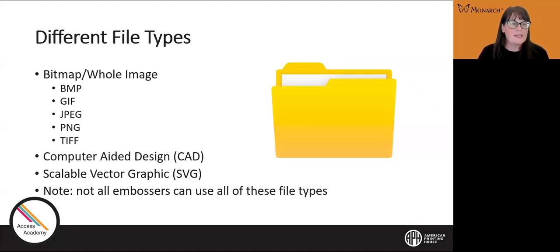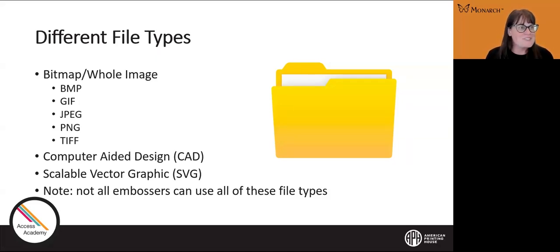So one of the things we wanted to start off with was a very basic understanding of file types. Typically images come in bitmap or whole image file types. This is what you're going to come across on the internet, and when you take a picture with your phone, or typical pictures that are out and about. They are usually in a file format like BMP, GIF, JPEG, PNG, TIF, depending on what was used to take the picture or how the picture was saved. These pictures are whole images.